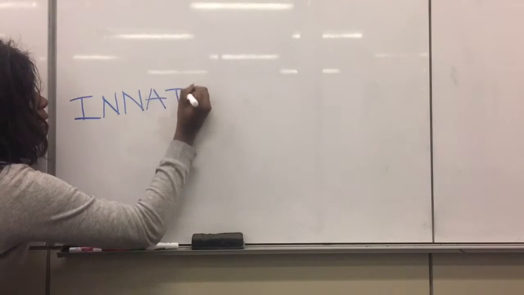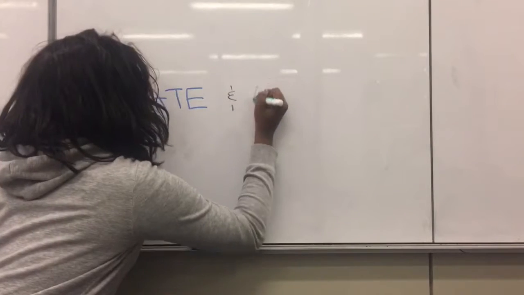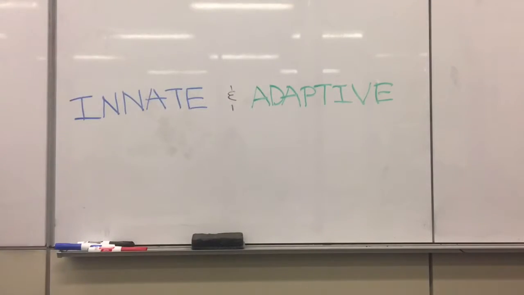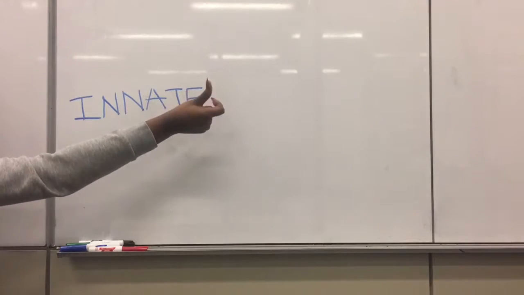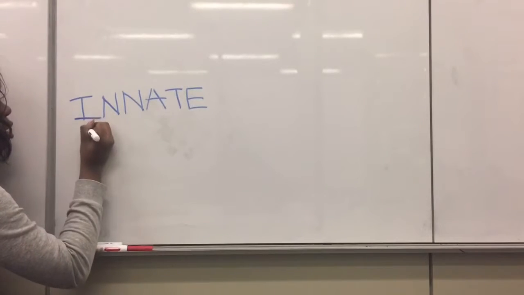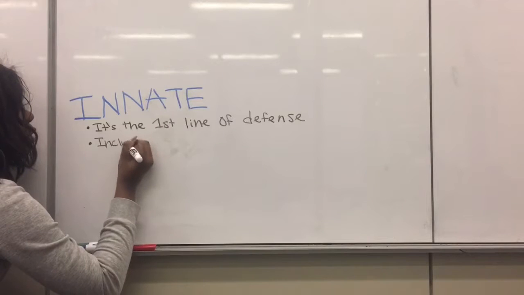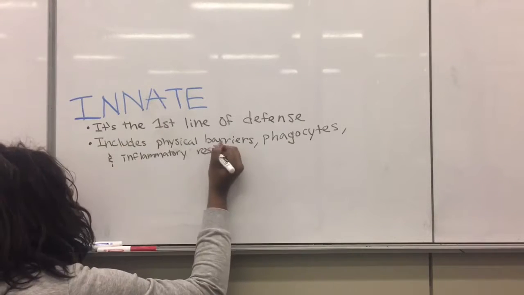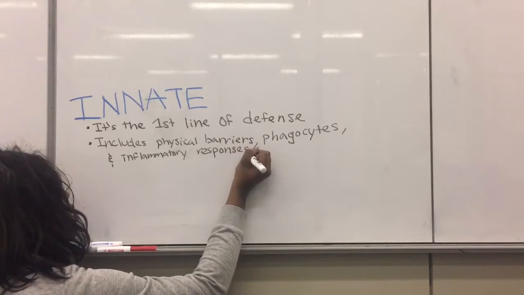The immune system can be divided into two separate parts, the innate and adaptive immune system. Let's start off with the innate. The innate is the first line of defense of the immune system. It includes physical barriers, phagocytes, and inflammatory responses.